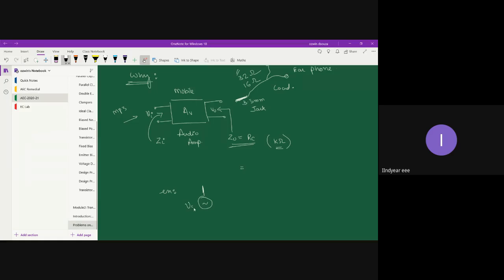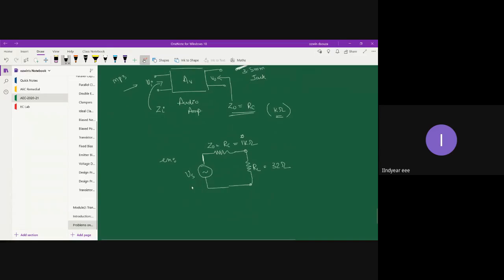Okay, this is your source Vs, and this is your source impedance Z0, say for example RC, and this is your load RL. What we have taken is 32 ohms. Let's say RC is equal to 1 kilo ohm, and let us take the voltage Vs as, let's say, 1 volt. This is just for example's sake I'm taking.